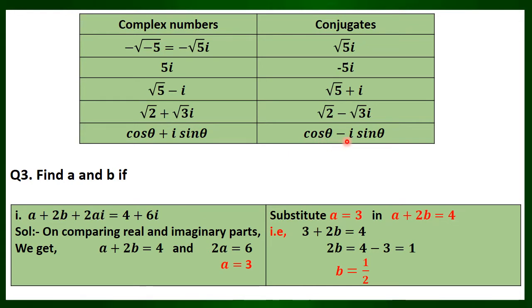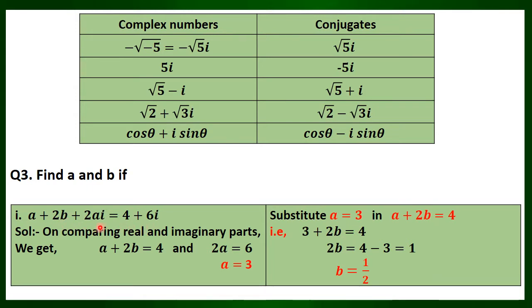Question number 3, find a and b if a plus 2b plus 2ai is equal to 4 plus 6i. There is an equation containing complex numbers, and we have to solve for a and b. Now we will compare the real and imaginary parts of the equation, that is, the term without i and the term with i are compared on both sides. So a plus 2b is the real part without i. So a plus 2b is equal to 4 on the right hand side, and 2a is equal to 6.